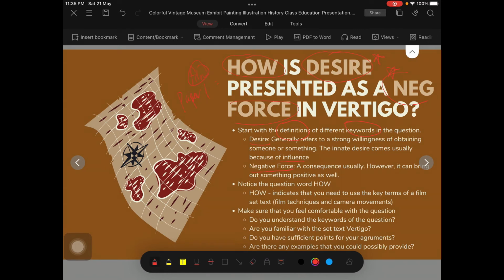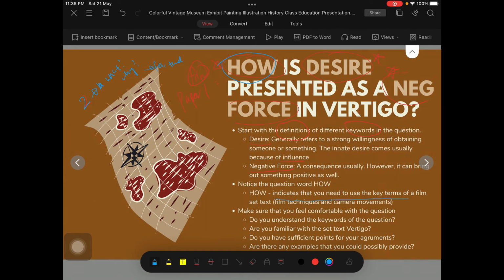So now, if you watched the video very carefully, you'd be able to realize that how is a question word. Since it is a question word, you need to keep it in mind to understand what type of approach you need to take. Usually in paper 2, the common question words are what and why. These are usually factual question words. How needs a more in-depth explanation, and this is something that I will explain over here.